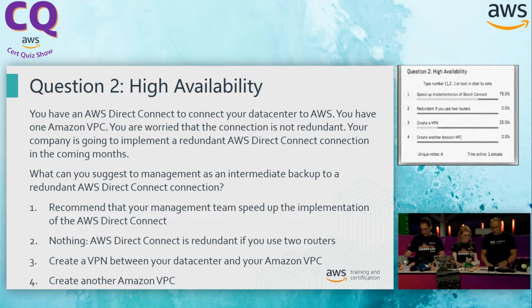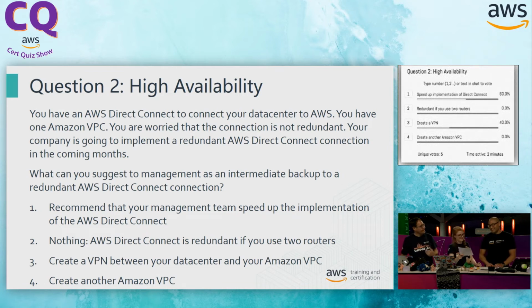So the first one, recommend that your management team speed up the implementation of Direct Connect. Well, technically, that could be an acceptable answer. But really, the question's asking us what can we do right now to give us some immediate redundancy? So I think there's going to be a better answer. We'll mark this as a possible, and we'll flag that answer.